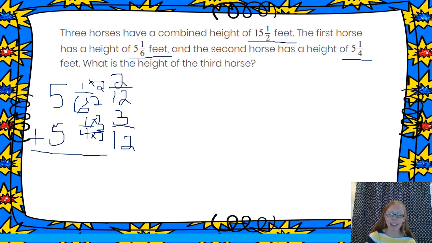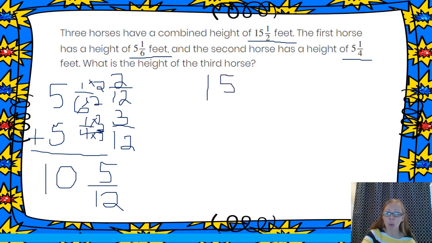Now that I have common denominators, I'm ready to add. I look at that operation over on the side to make sure. So 2/12 plus 3/12 equals 5/12. And then I add my whole numbers. 5 plus 5 equals 10. 10 and 5/12 is the combined height of my first two horses. I know that 15 and 1/2 is the height of all three horses all together. So I'm going to take 15 and 1/2 and subtract the height of the first two horses, 10 and 5/12, to figure out the height of this last horse.